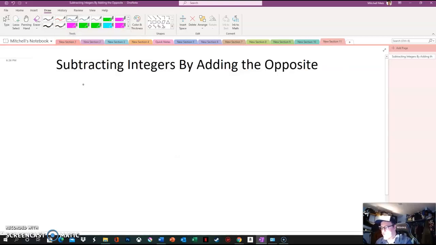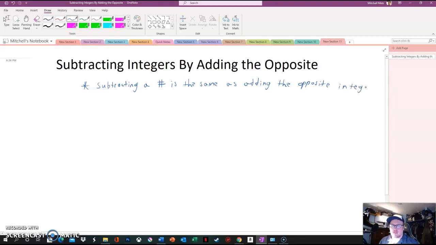So again, the key fact is subtracting a number, and I use a hashtag to show the number symbol, is the same as adding the opposite integer. So all you need to remember is that you can think of it this way, and you don't actually need a visual model or a number line to help guide you if this is a better way for you. So, subtracting integers by adding the opposite.